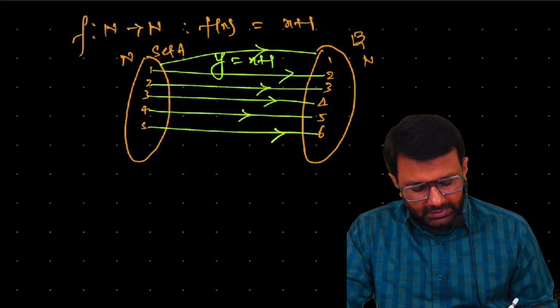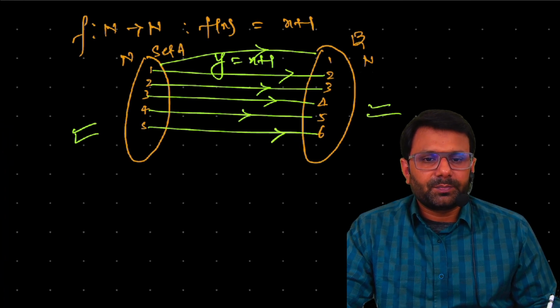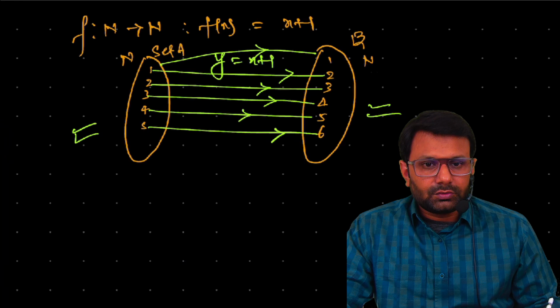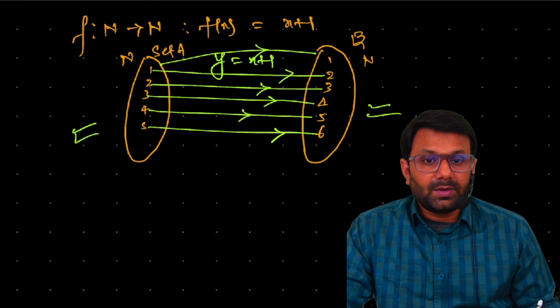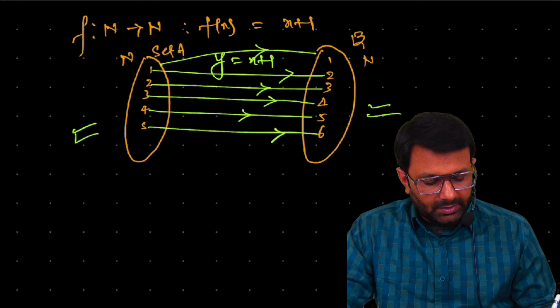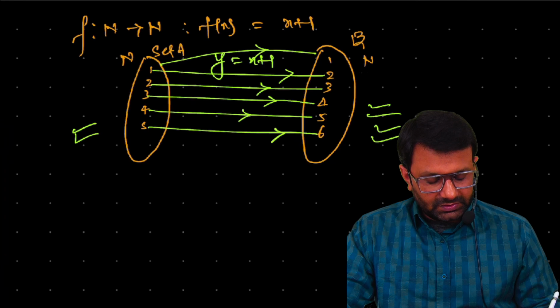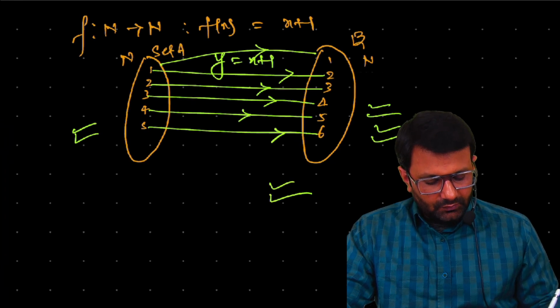Here all the elements of set A are connected to elements of set B, and also each element of set A is connected to only one element of set B. So these two conditions are satisfied here. So this is a function.